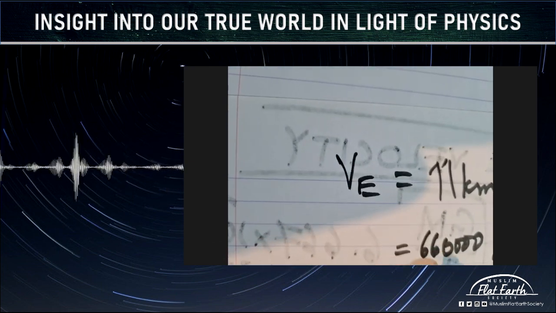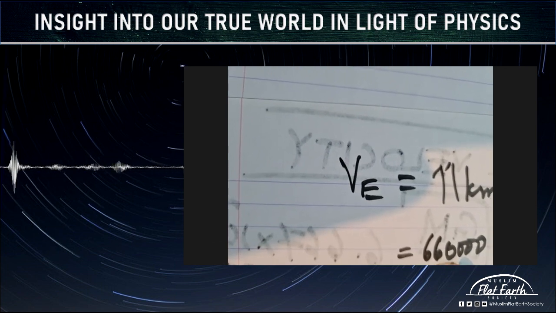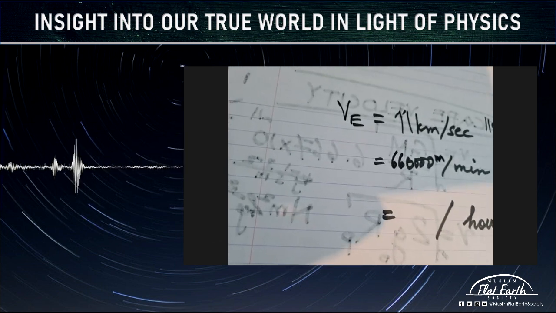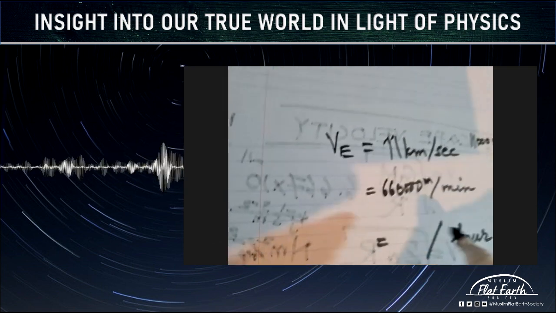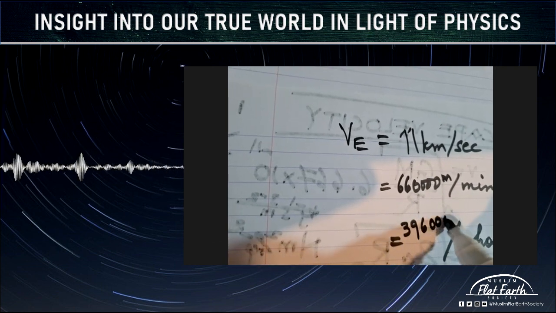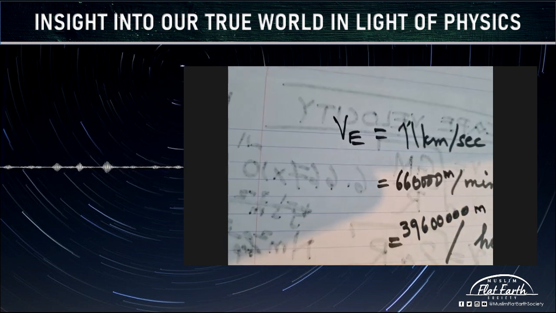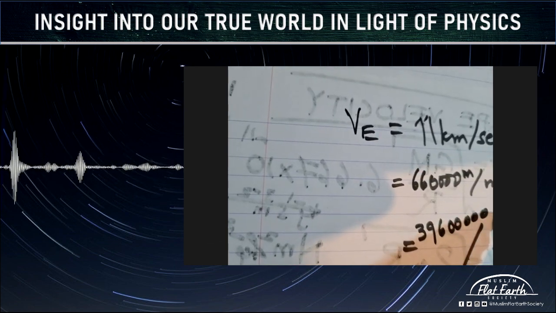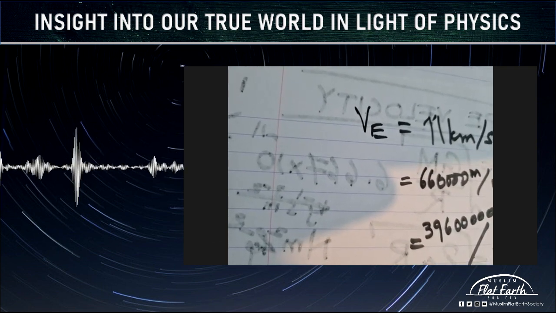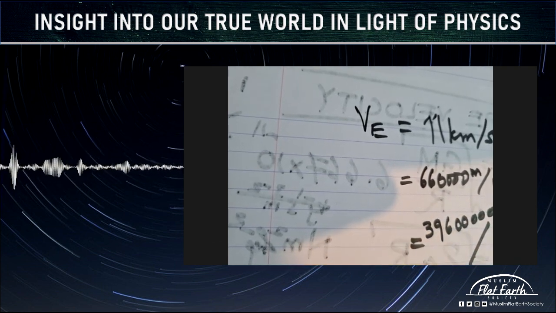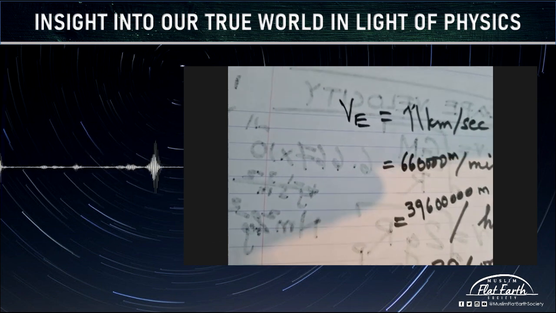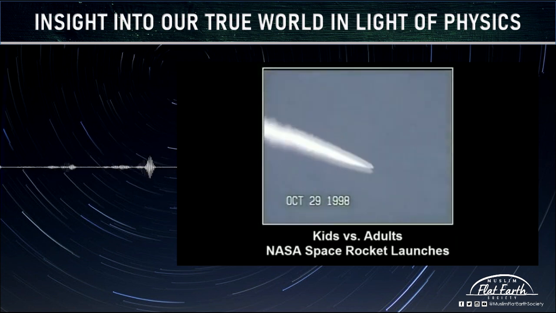Now, if it's doing 660,000 meters per minute, how much would it do in an hour? That would be 39.6. 600, yes, correct. Thank you. So if you convert the meters back into kilometers, that turns out to be 39,600 kilometers per hour. Now, believe you me, I did my calculations, but I didn't expect anyone to actually come up with it.